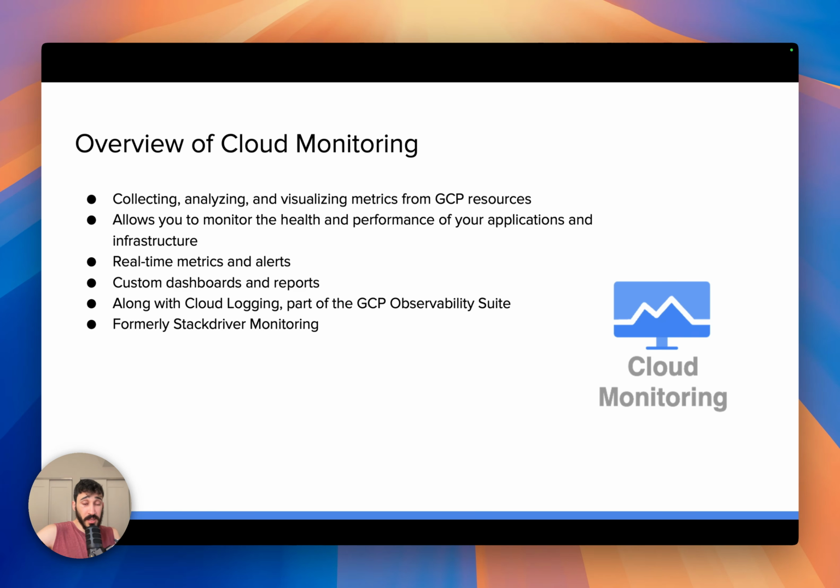Speaking of cloud monitoring, cloud monitoring allows you to collect, analyze, and visualize metrics from GCP resources. It allows you to monitor the health and performance of your applications and infrastructure. So you get dashboards, real-time metrics, and alerts. Along with cloud logging, again, they integrate together. It's part of the GCP Observability Suite. So there are some other services as well that are part of the Observability Suite. They allow you to have better observability into your services. But monitoring and logging are the two that you need to know for the exam.